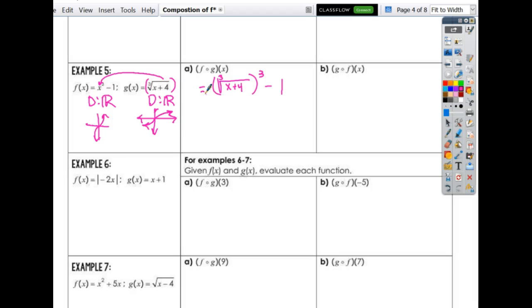So what happens when you raise a cube root to the third power? It cancels, and what does it leave you? Oh, this was a hard one.